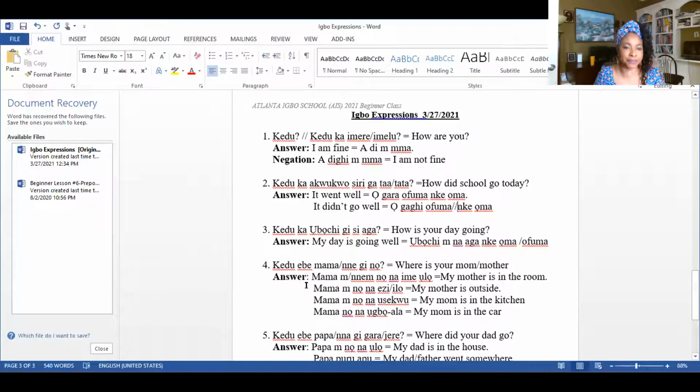Now, when I say, Kedu ebe mama gi no? Mama means mother, most people use mama, so depending on the one you use in the house. Kedu ebe mama gi no? Where is your mother? That's basically what I asked. Your answer should be, my mom, depending on where your mom is. If your mom is in the room, my mom nona ime olo. My mom is in the house, in the room. If your mom is outside, my mom nona ezi. Some people say ilo. My mom nona ilo. Or my mom nona ezi.